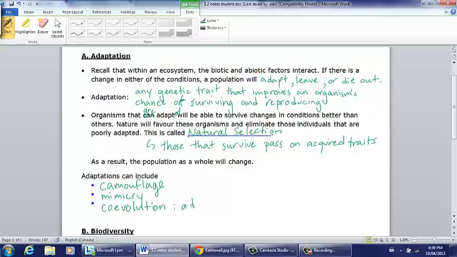And coevolution. This is the adaptation of two species in response to each other. Predator and prey often co-evolve. It's an arms race. The prey may evolve to be better camouflaged, and then the predator may evolve to have better eyesight or to be faster, and so on.